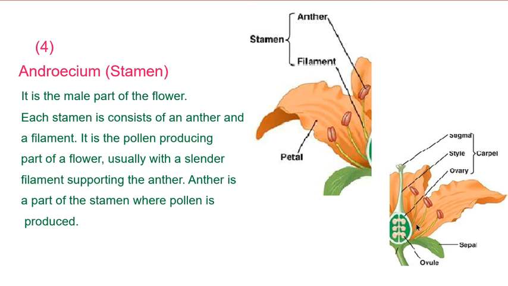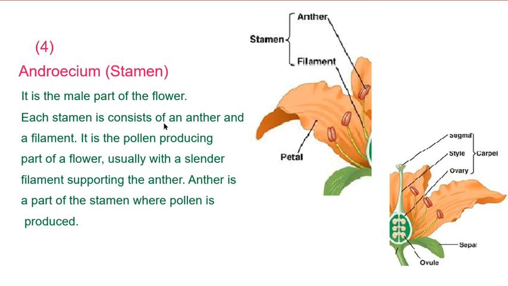In the first diagram, I have highlighted this portion for you in which androecium or stamen is shown. You can see this filamentous structure in which there is a filament and one bilobular portion also. Now this filamentous portion is called filament and this bilobular structure is called anther, and together both of them we say stamen. It is the male reproductive part of the flower.